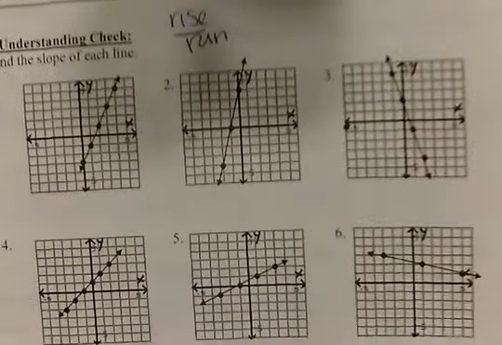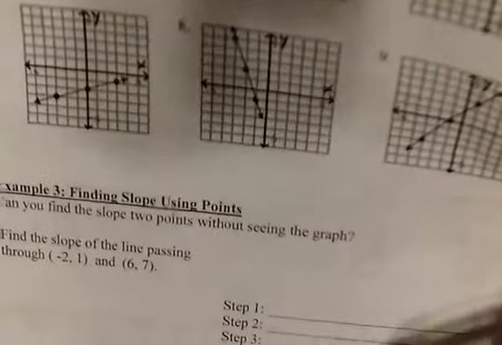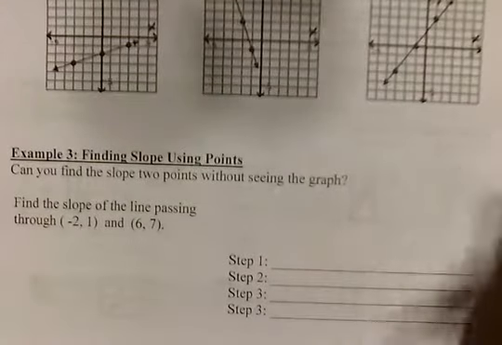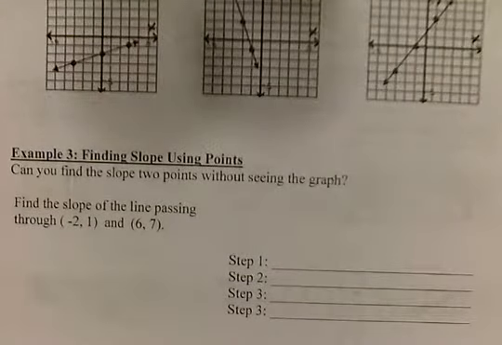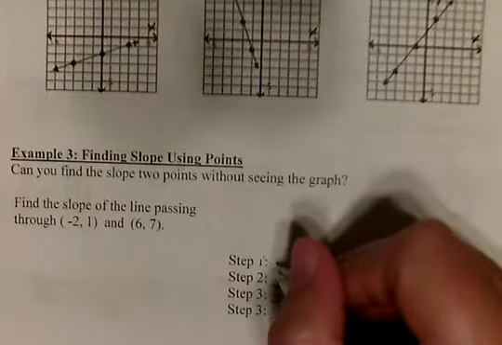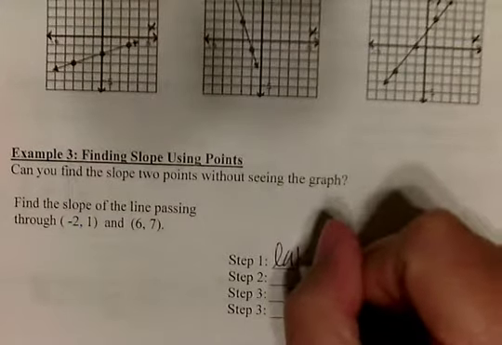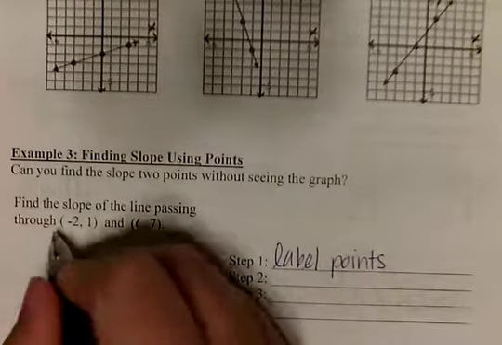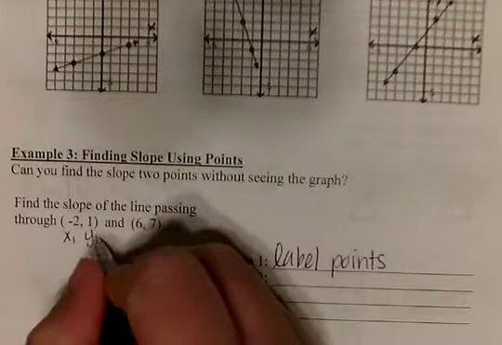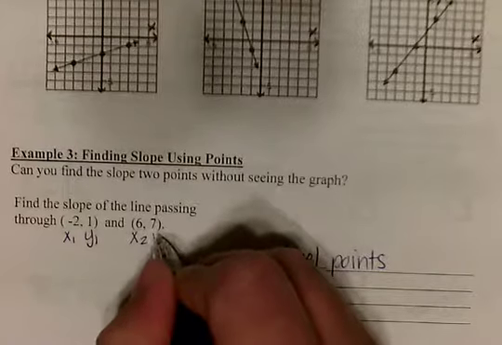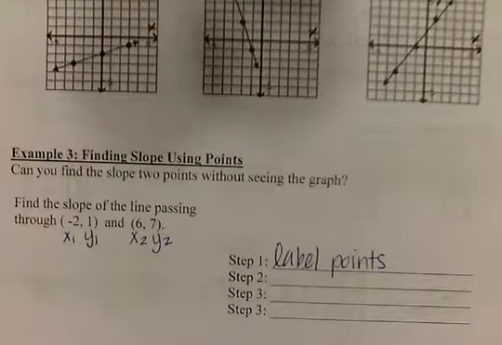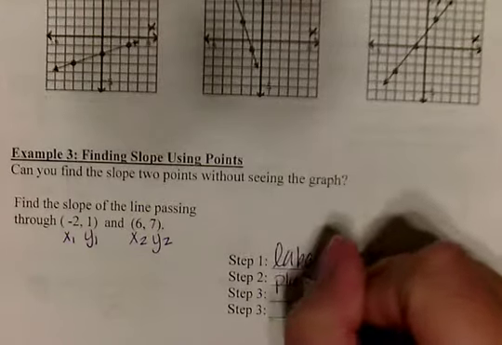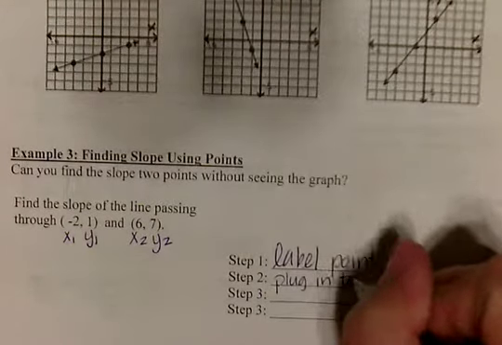Example 3, you are using the slope formula. So they gave you 2 points, and you need to find the slope that is passing through those 2 points without using a graph. So step 1, label your points. So this is x1, y1, x2, y2. Step 2, plug in to the slope formula.